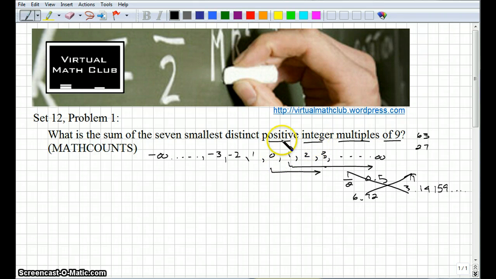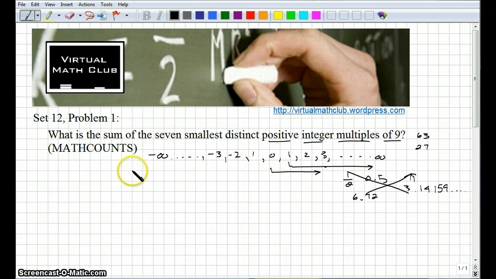Because if 0 is positive, then our first positive integer multiple is going to be 0, right? And then we would have 0, 9, 18, all the way up to 6 times 9, which would be 54. That's going to be a different sum than if our positive integers start with 1. Because then we'd have 9, 18, 27, all the way up to 63, which is 7 times 9. So we need to figure out, first of all, is 0 positive or not?